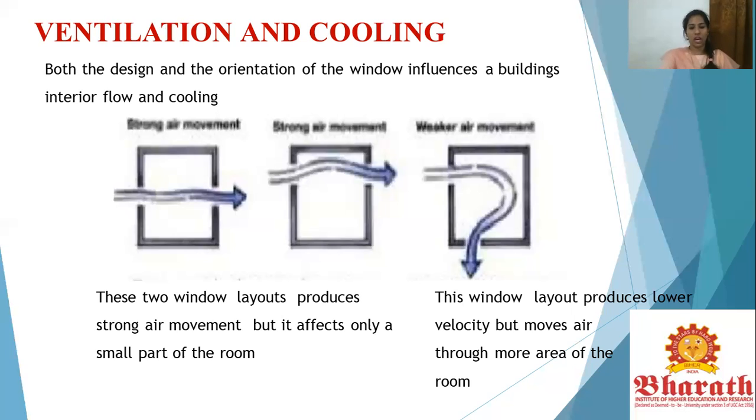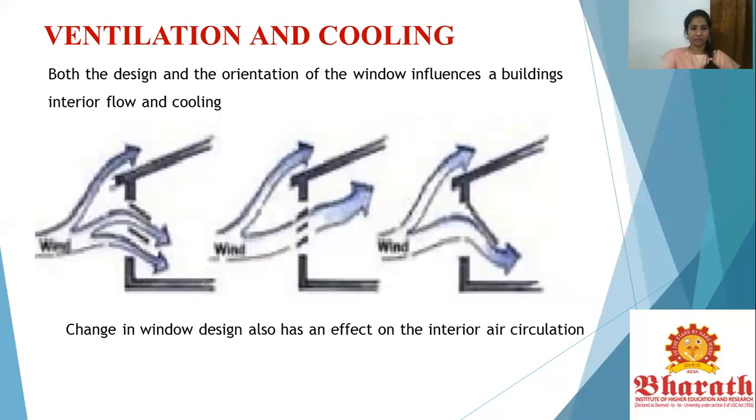Whereas if it were diverted such that the air movement is minimal, though the velocity is lower, the air moves through a larger part of the room. As it moves about, it cools down the space that is there. So though the velocity is lower, the area that it covers is more. Looking at this, a few more examples where a change in the window design also has an effect on the interior air circulation.